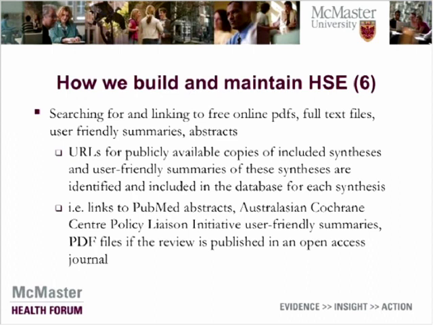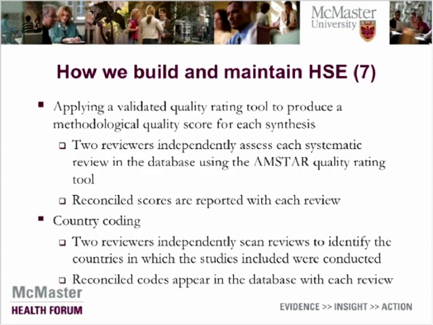So after we've finished the coding, so we've identified the reviews, we've coded them, we've reconciled these codes, we have someone here at the Program in Policy Decision Making searching for all of the records, whether or not they're publicly available, free copies of the PDF files, and we also link all of the records to any user-friendly summaries that we find available. So we scan the Centre for Reviews and Dissemination, the DARE database, which has user-friendly summaries of all of the abstracts that they put out. And we also search the Australasian Cochrane Centre for Policy Liaison. For any of these user-friendly summaries that are available for any syntheses that we identify, we make those links readily available and link them up to each record in the database.